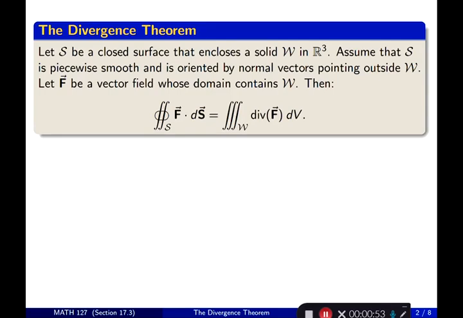to the triple integral over the solid. And so here's the theorem: let S be a closed surface that encloses a solid W in R3. Assume that S is piecewise smooth and is oriented by normal vectors pointing outside W. So it's the outward direction. Let F be a vector field whose domain contains W.